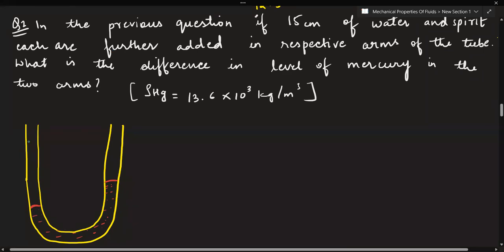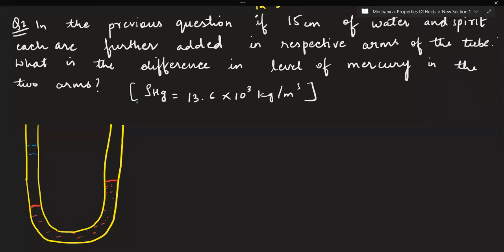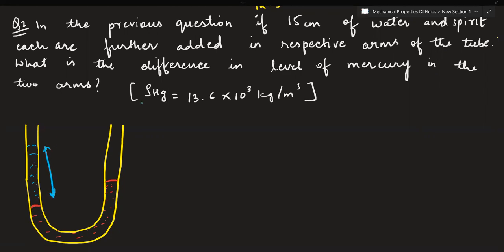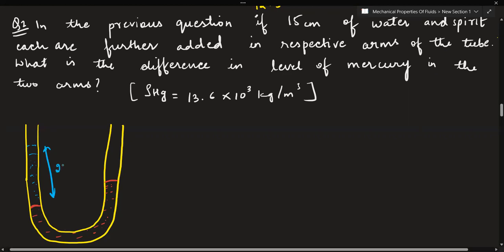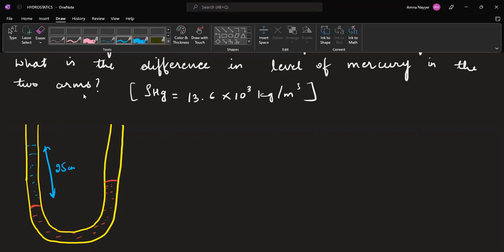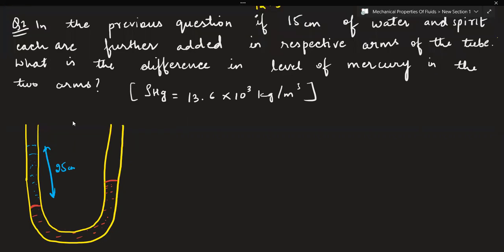Now see, the water column is this. This is the water column. Now see, what would be the total length of water column now? 25 centimeters, because 15 centimeter has been added and 10 centimeter was already there. And can you tell me the length of spirit column now?